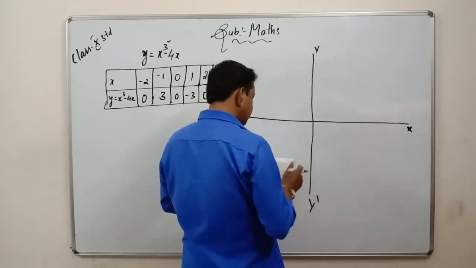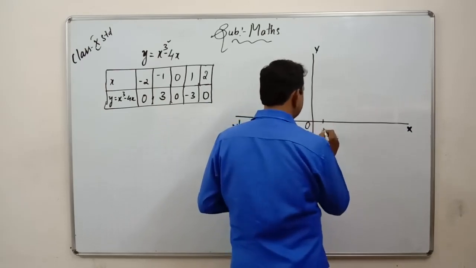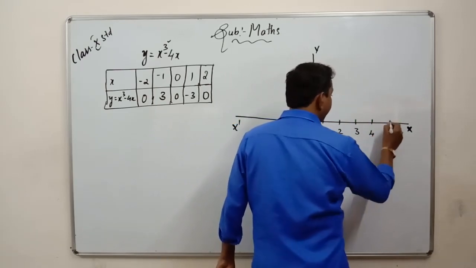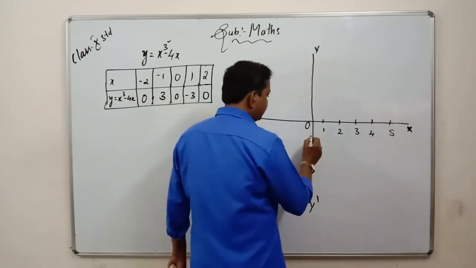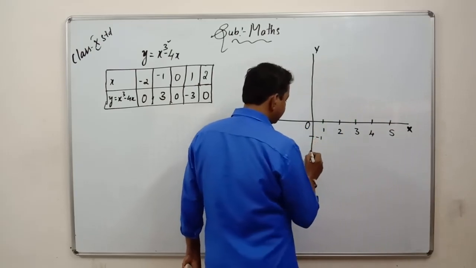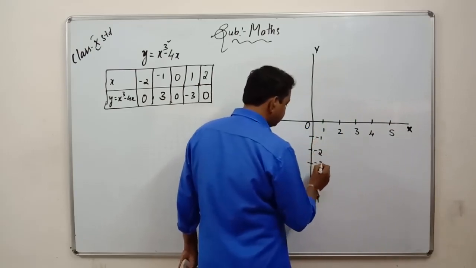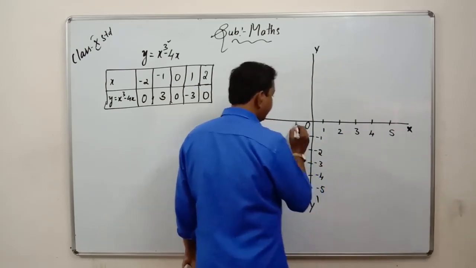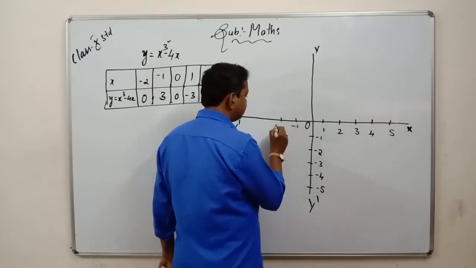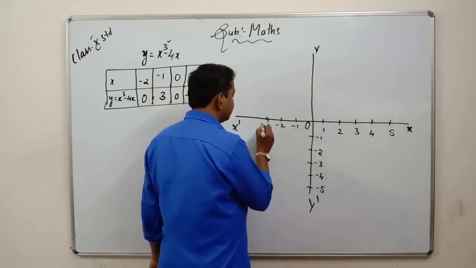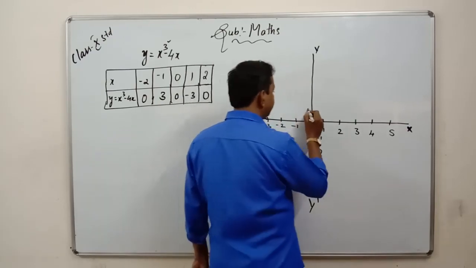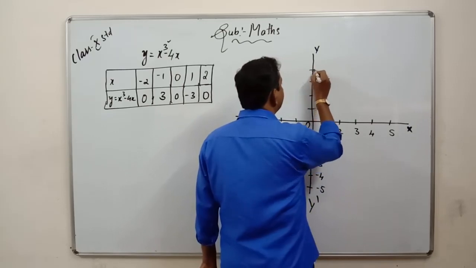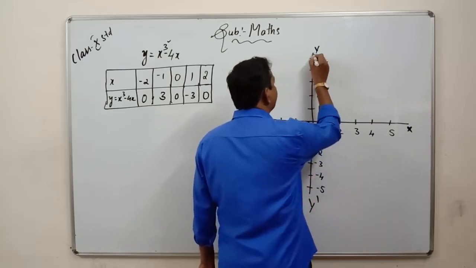So here, given the values: this will be 0, 1, 2, 3, 4, and 5. This will be minus 1, 2, 3, minus 4, and minus 5. And here minus 1, minus 2, minus 3, minus 4, 1, 2, 3, 4. If you want to take y, you can take y also.